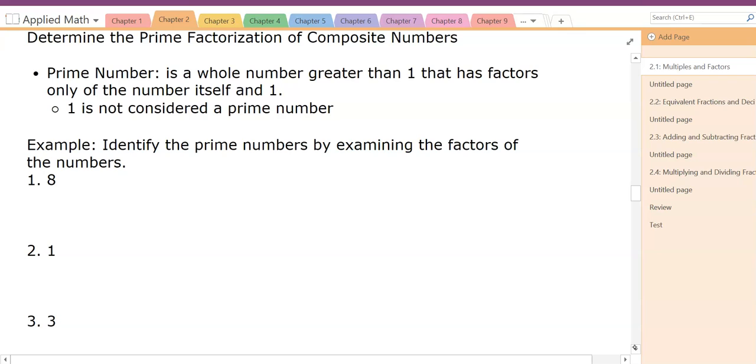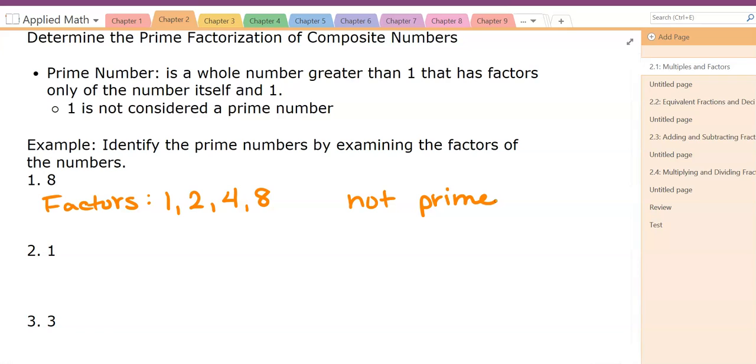So what we're going to do first is just identify whether or not these numbers are prime or not prime by looking at the factors of the numbers. So for 8, I just think about what would be numbers that would go into 8. So 1, 2, 4, and 8. So I already have more than just 1 and 8 itself, so this would be considered not prime. How about 1? Not prime, okay? I told you that 1 is not considered prime, so that's basically a trick question.